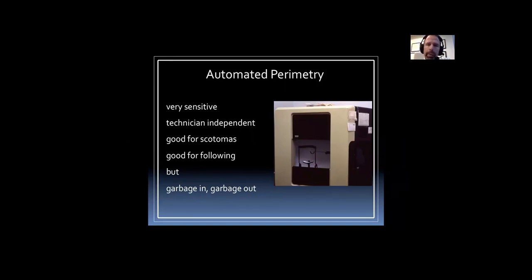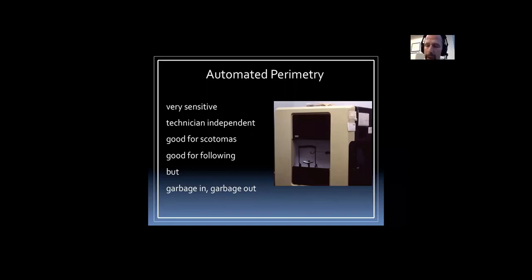But I say here, garbage in, garbage out. What that means is that if the patient can't do the test, you're still going to get a result no matter what happens, the patient will beep or not beep. And so if they are unreliable, you still get a result. And so some of my time I spend having to try to explain why there is a quote unquote abnormality on the visual field.